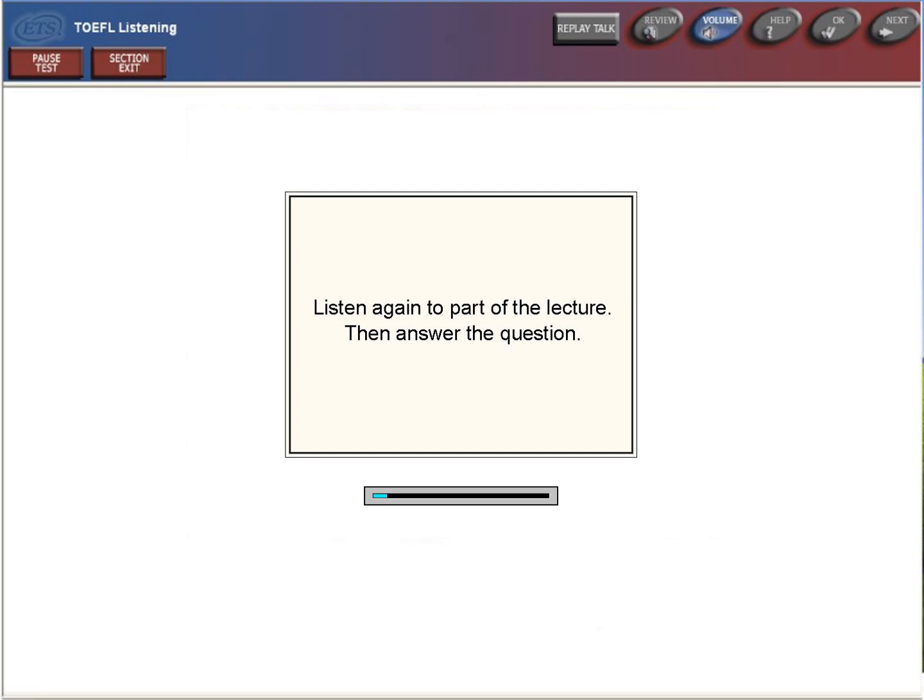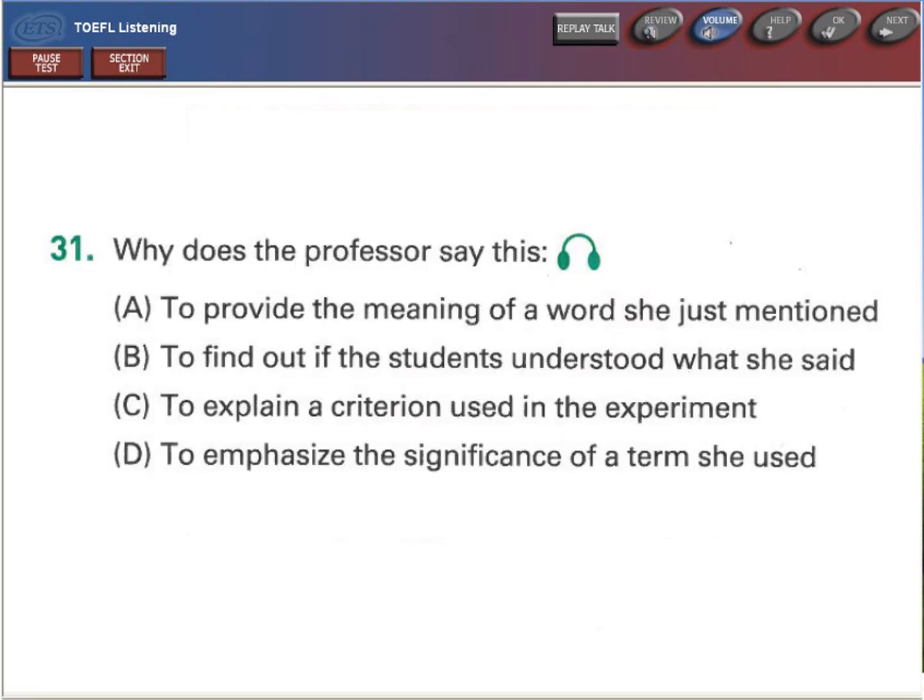Listen again to a part of the lecture. Then answer the question. Two primate researchers at the University of Pennsylvania, Cheney and Seyfarth, once witnessed a low-ranking vervet monkey giving an alarm call when a new monkey approached the group. The low-ranking part is important. 31. Why does the professor say this? The low-ranking part is important.